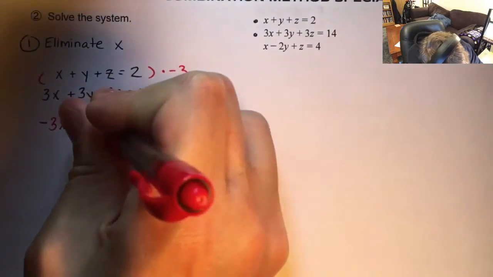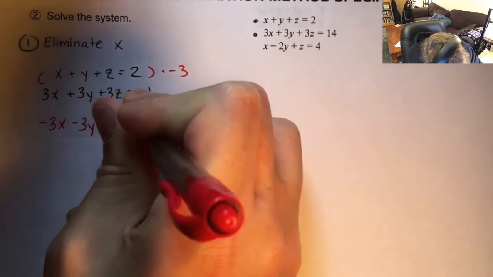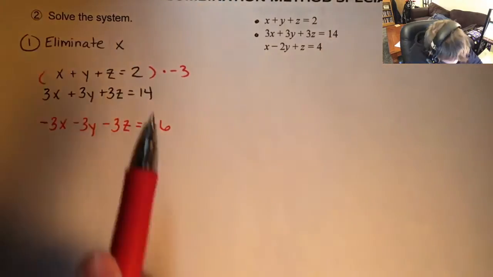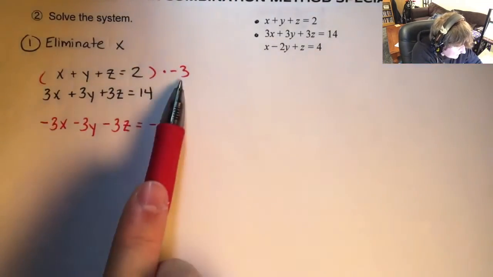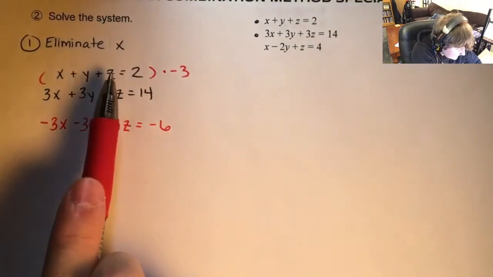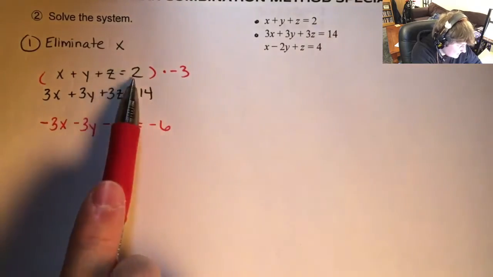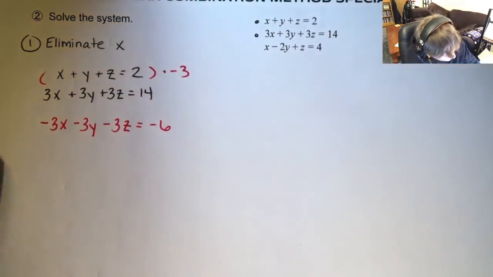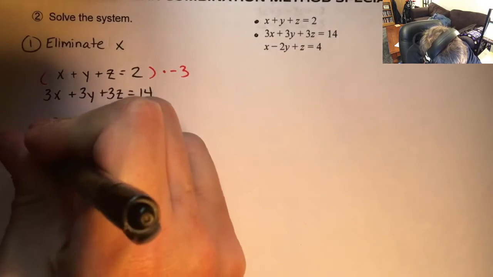So this is me distributing -3 to everything. -3 times x is -3x, -3 times y is -3y, -3 times z is -3z, -3 times 2 is -6. And then I'm just going to copy the one below it down.